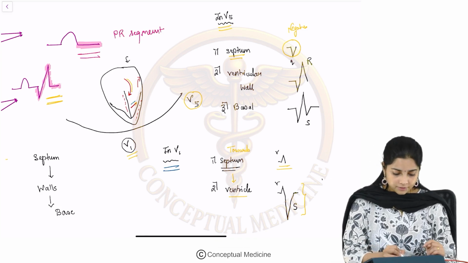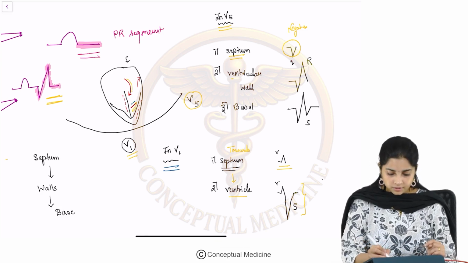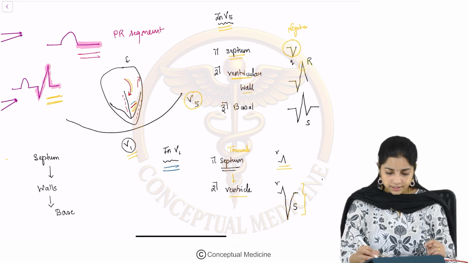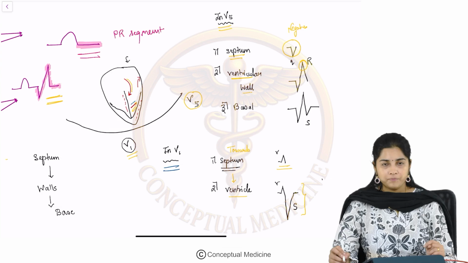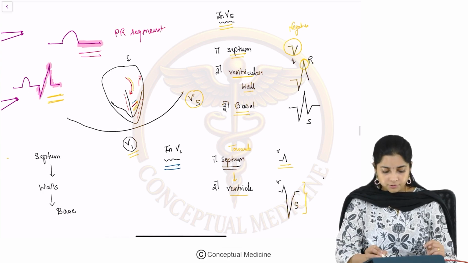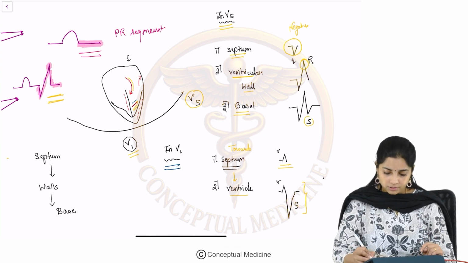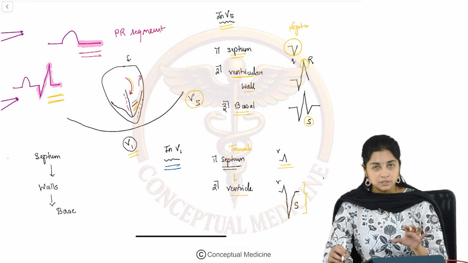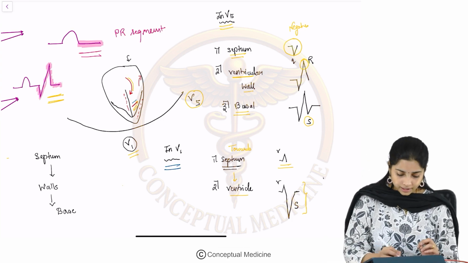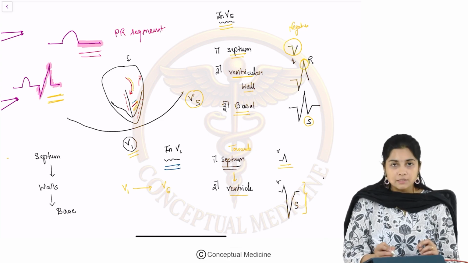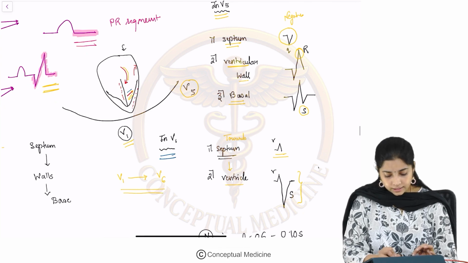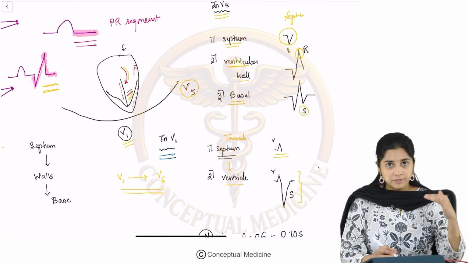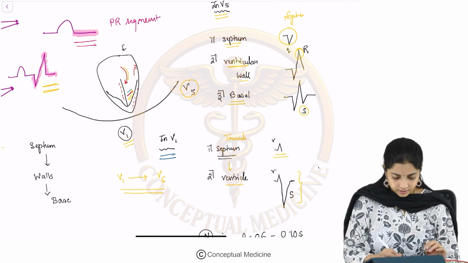Then activation of the ventricular wall is towards V5, so you will get a positive deflection. Then you have activation of the base, which is away from V5, so you get a negative deflection again. So, what do you mean by this basic difference in the morphology of QRS? As you move from V1 to V6 in a normal ECG, the R waves become larger.